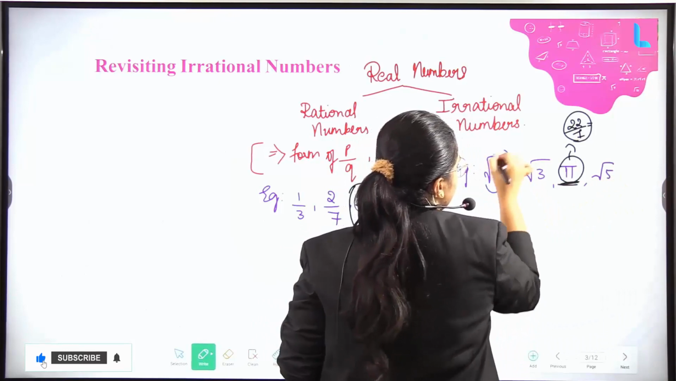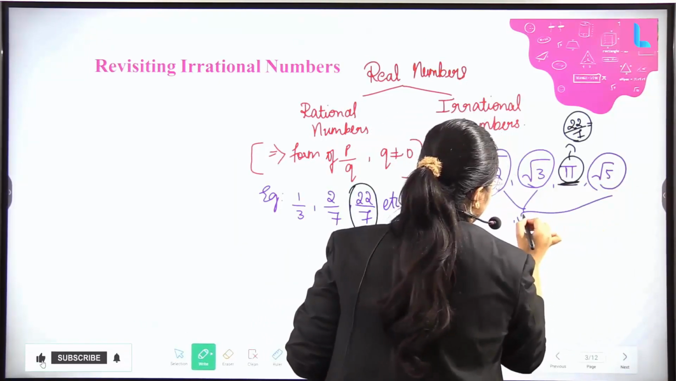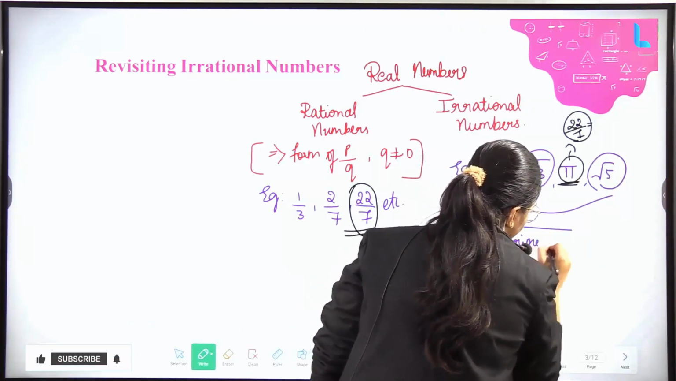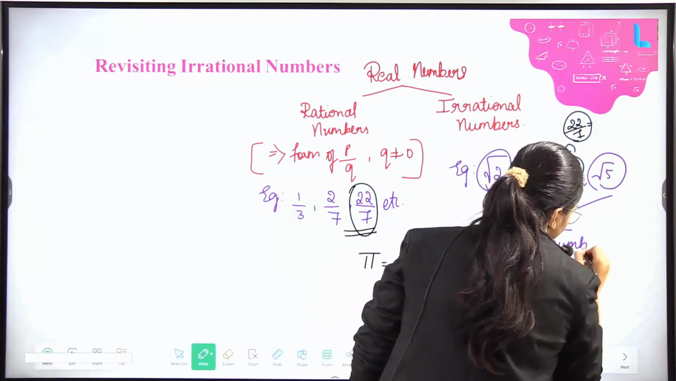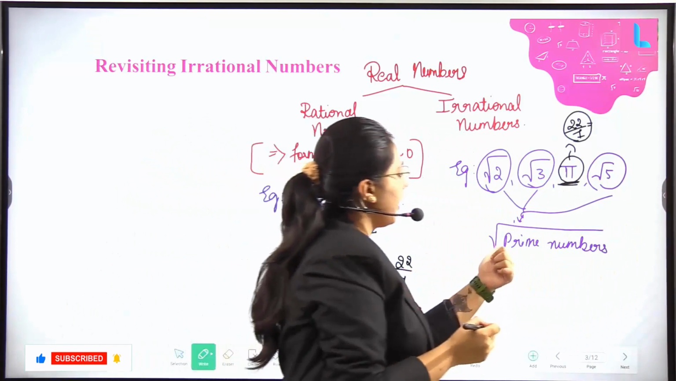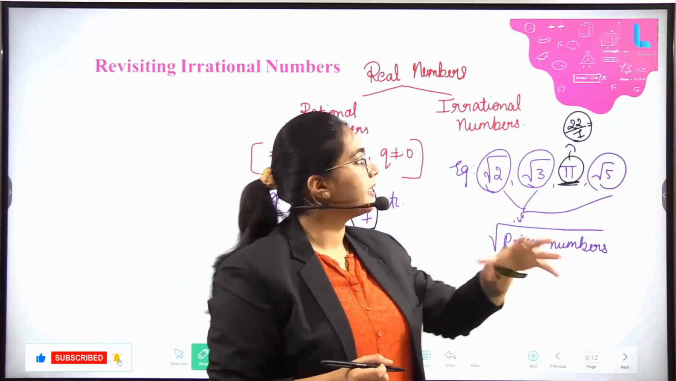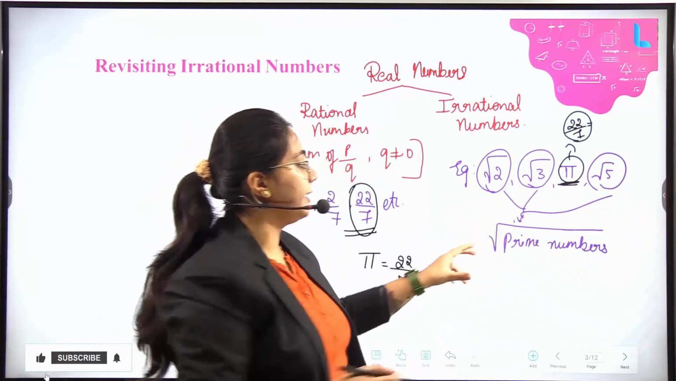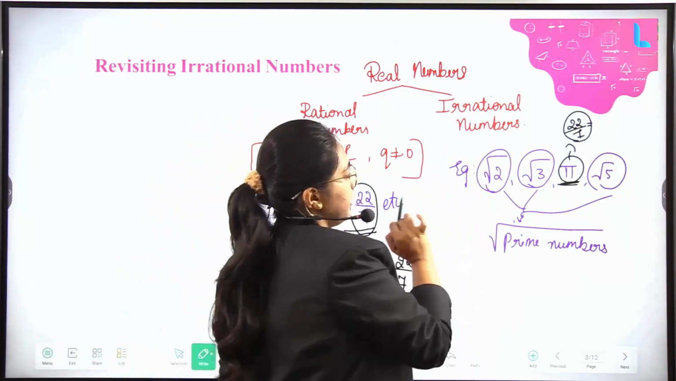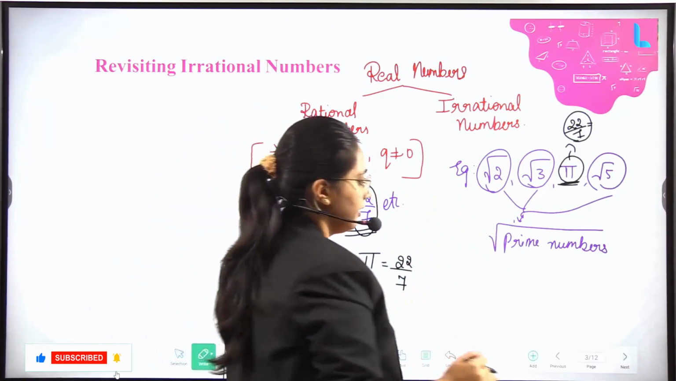If you can observe, under the root I have written prime numbers. 2 is a prime number, 3 is a prime number, 5 is a prime number. The root of any prime number is an example of an irrational number. I have taken this particular example because in the coming topic you have questions related to this only.